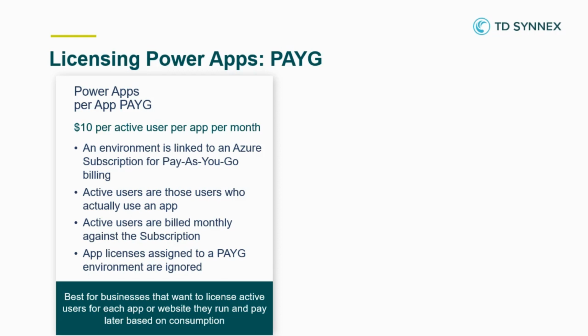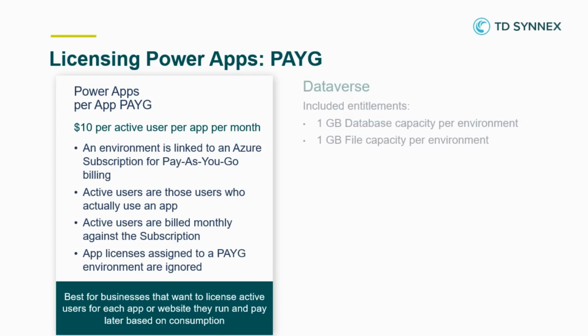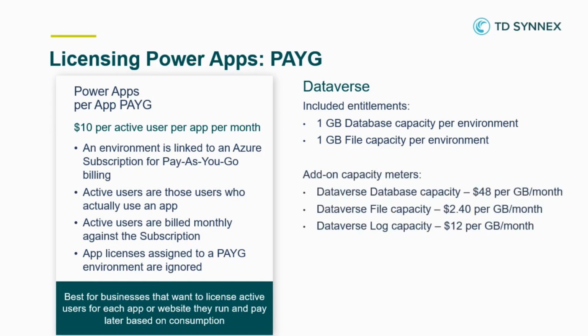And it is worth noting that with the pay-as-you-go option, any per app licenses that have also been assigned to the environment will be ignored. And I'll show you an example momentarily to explain what I mean. Now, each pay-as-you-go environment has allocated Dataverse capacity at 1 GB of database and file capacity per environment, and any additional usage is not drawn down from the tenant-wide allocations, but is charged for against a meter for that environment.